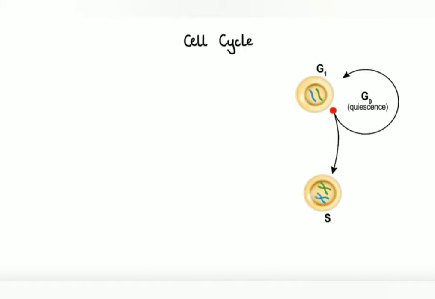After this, the cell moves to a G2 or second gap phase, in which it continues to grow and prepares itself to divide. The final phase of the cycle, known as the M or mitosis phase, is the point at which the cell division occurs.